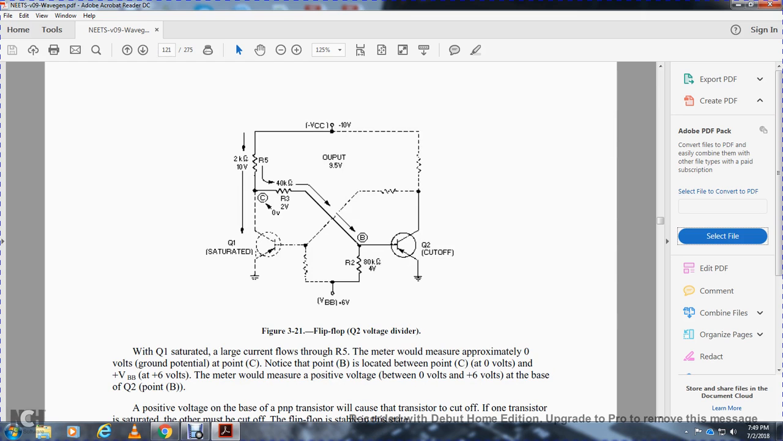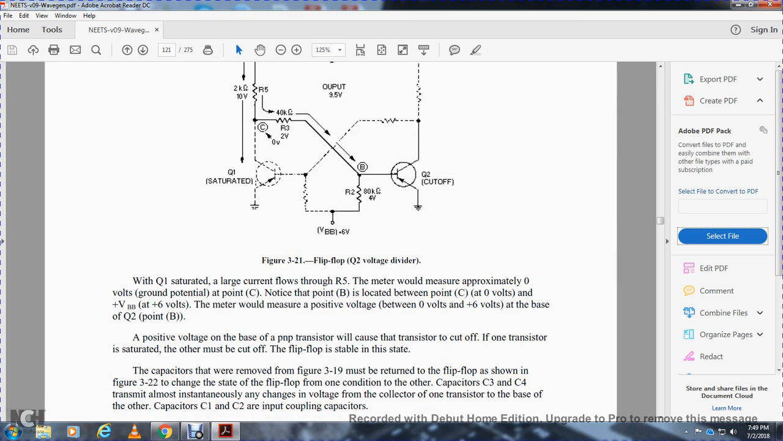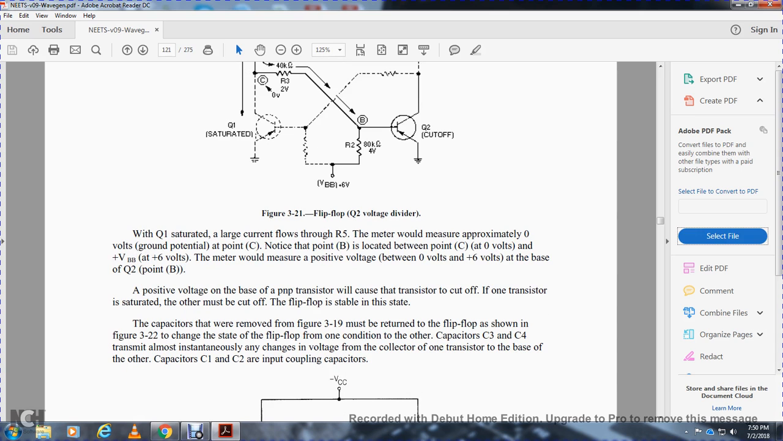Alright, figure 3-21 shows the flip-flop transistor 2 voltage divider. Transistor 1 is saturated, with a large current flowing through resistor 5, and a meter would measure approximately 0 volts, ground potential, at point C. Notice that point B is located between point C at 0 volts and the bias voltage of positive 6 volts. The meter should measure a positive voltage between 0 and positive 6 volts at the base of transistor 2, point B.